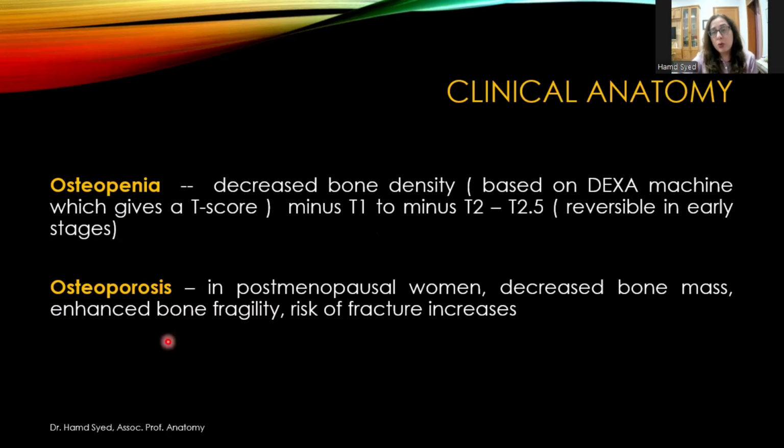Osteoporosis typically occurs in postmenopausal women as the level of estrogen decreases and the osteoclast function is increased. What happens is that it causes increased resorption of bone. There's a decreased bone mass, making the bones more fragile. And of course, the risk of fracture would increase.